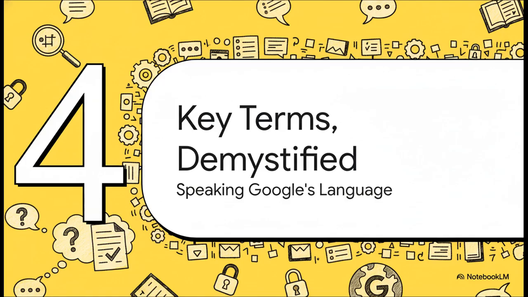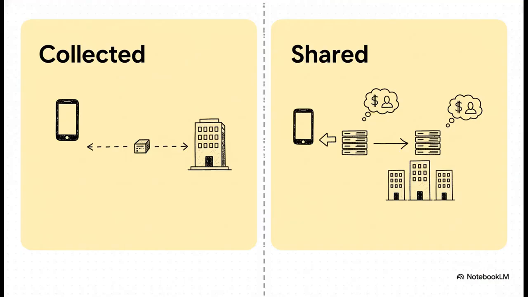Okay, section 4 is all about definitions. And this is a big one, because to fill out the form accurately, you have to be speaking Google's language. Some of these terms have very, very specific meanings that are super easy to misunderstand. This right here is probably the most important distinction you need to get.